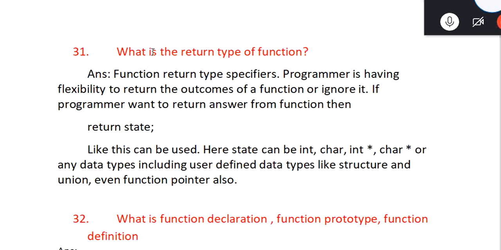This is a simple thing. What is the function return type? For any function, the programmer has the liberty to return whatever he wants. To return that, we can write a statement like this: return and state. What can we return? We can return integer, character, integer pointer, character pointer, float pointer, structure pointer, union pointer, function pointer, and maybe any other address, or array of character pointers, or array of structure pointers, or anything. Whatever we want, we can return it from here, no problem.